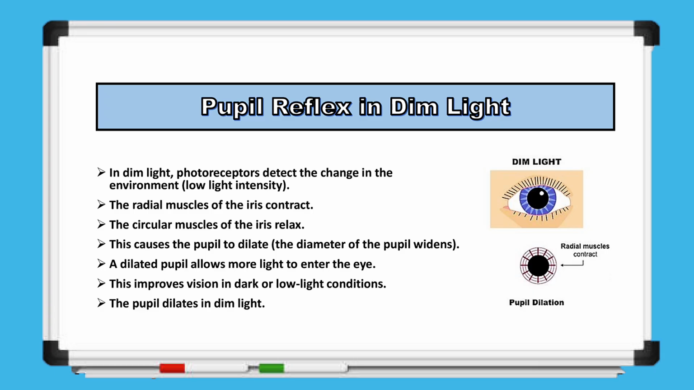In low light conditions, the radial muscles of the iris contract while the circular muscles relax. This antagonistic action causes the pupil to widen, a process called pupil dilation. By increasing the pupil's diameter, more light enters the eye and reaches the retina. This dilation improves vision in dark or low light environments, allowing us to see more clearly. In short, under dim light, the radial muscles contract, the circular muscles relax, and the pupil dilates to let in as much light as possible.